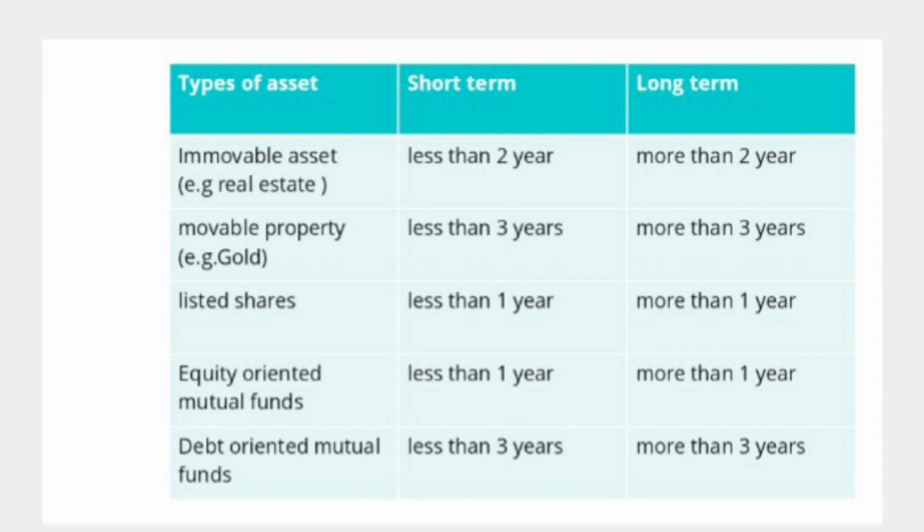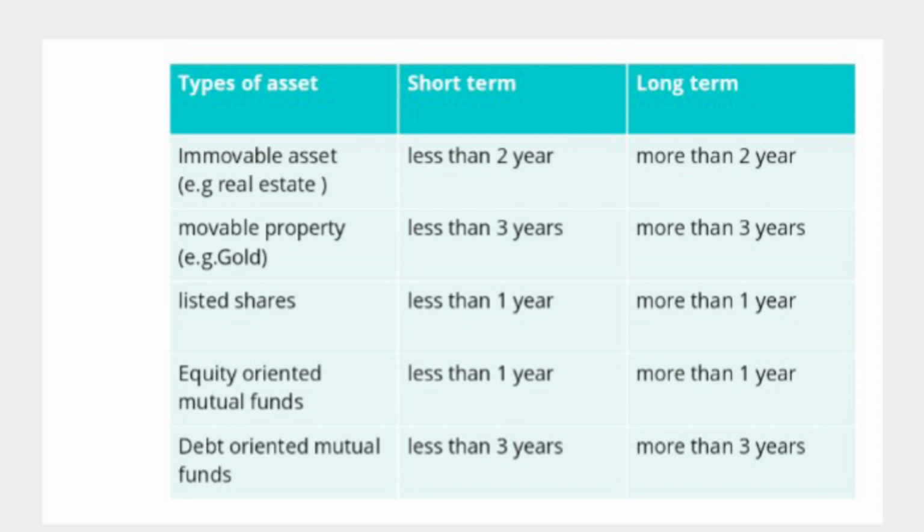For equity oriented mutual funds, if you hold them less than 1 year, it is short term, and if you hold them more than 1 year, it is long term. For debt oriented mutual funds, if you hold them less than 3 years, it is said to be short term, and if you hold them more than 3 years, it is said to be long term.